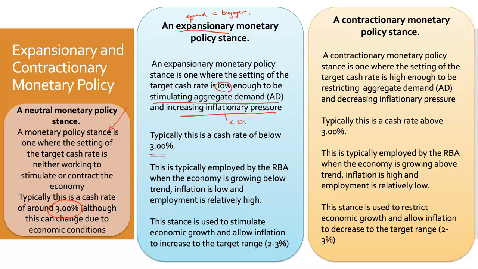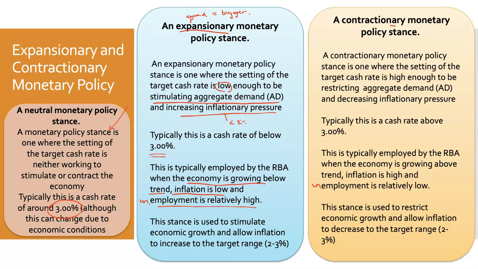This is typically by setting a cash rate of below 3%. And this is typically employed by the RBA when the economy is growing below trend. They want to expand it. They want it to get bigger. Inflation is low, so they're not worried about inflation, as I mentioned, and unemployment is relatively high. I should probably write that, I've probably made a mistake: unemployment is relatively high. And they want more people to have jobs. This stance is used to stimulate economic growth and allow inflation to increase to the target range. So they're wanting to get inflation back up to that 2 to 3%.